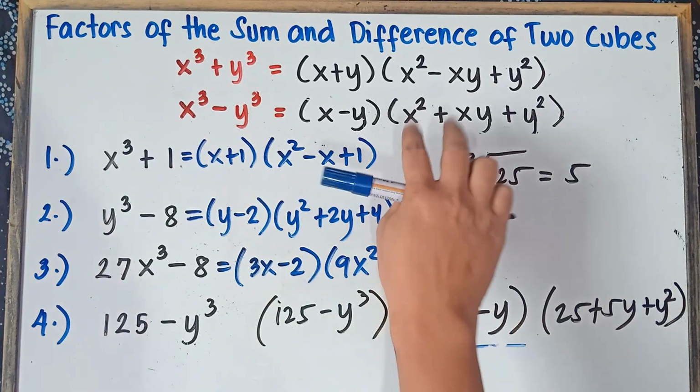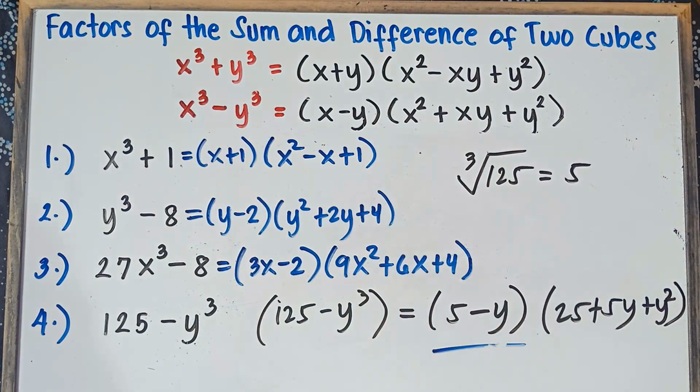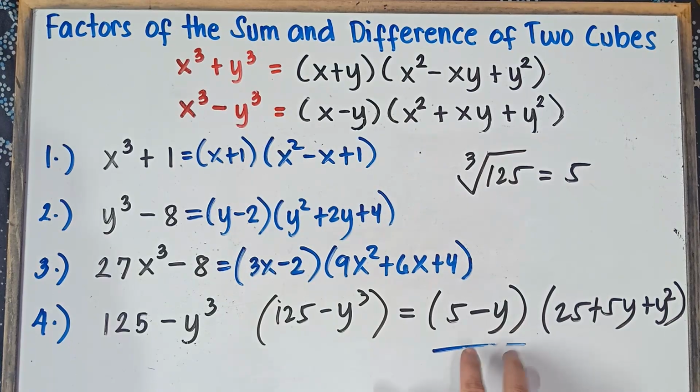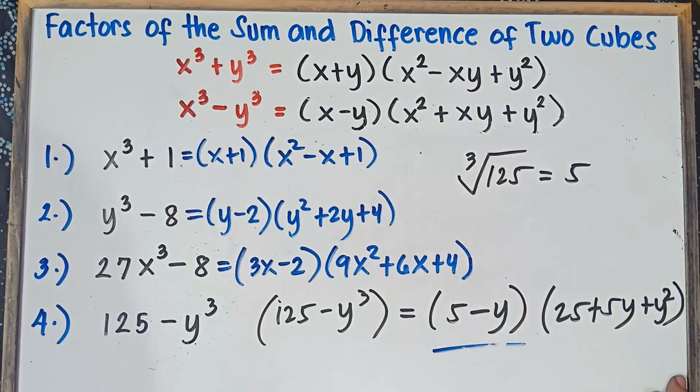I'm sure, class, if you master this one, you can answer this one right away. Just remember that one, class. If you have minus sign, your first factor will be minus sign, and then your second factor will be all positive.